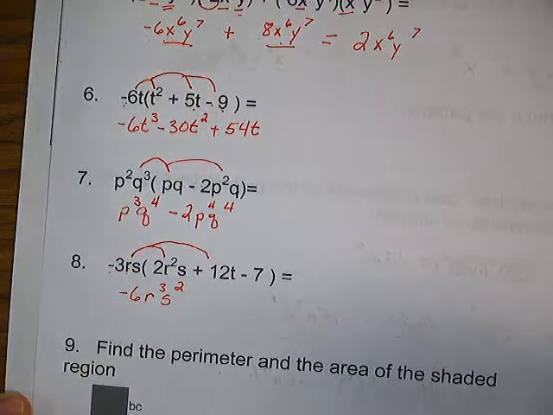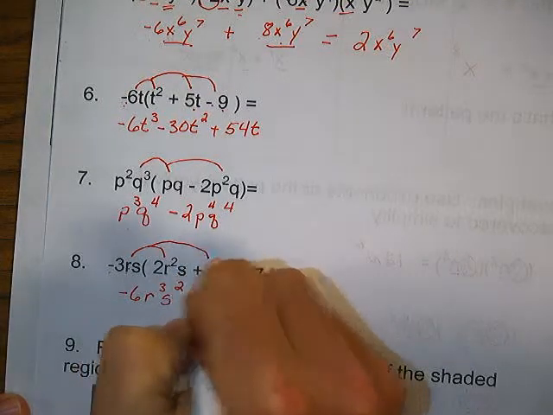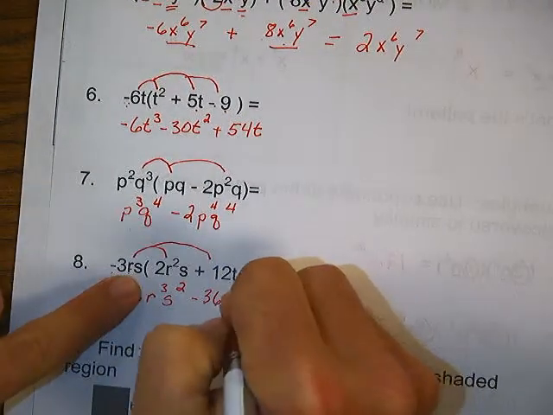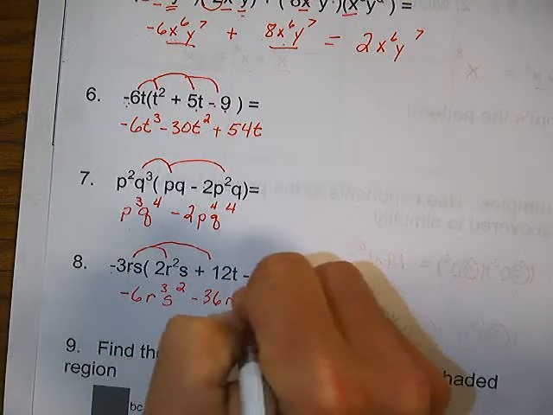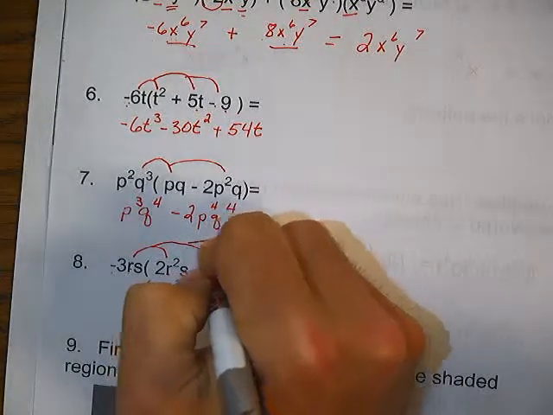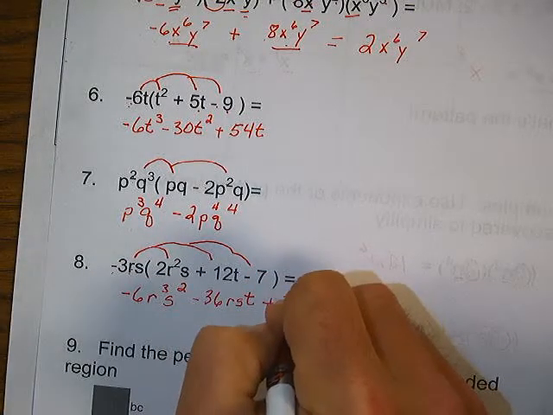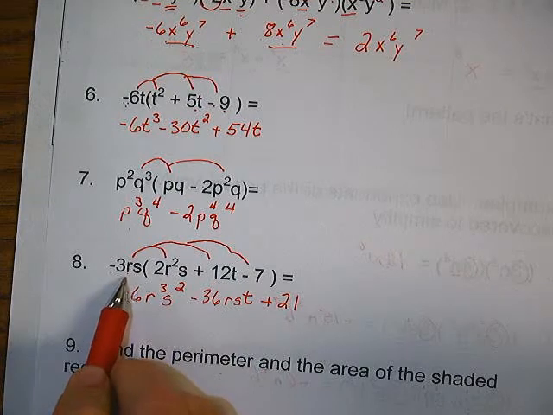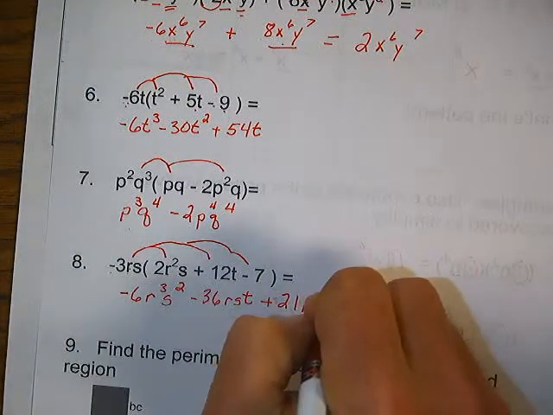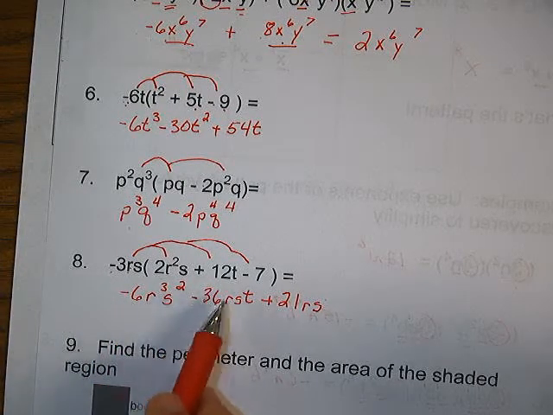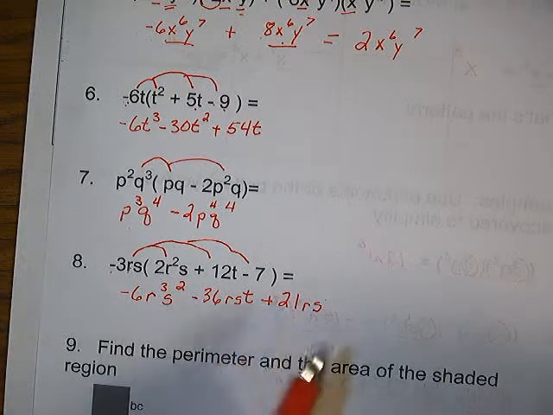Okay. Now, distribute negative 3rs times 12t. Negative 3 times 12 is negative 36. Okay. Now, there's no other r's, so we have 1 r, 1 s, and now 1 t. And the last one, negative 3rs times negative 7. Negative times a negative is a positive. 3 times 7 is 21. Okay. And then we have just 1 r and 1 s. So we have negative 6 r to the 3rd s squared minus 36 rst plus 21 rs.